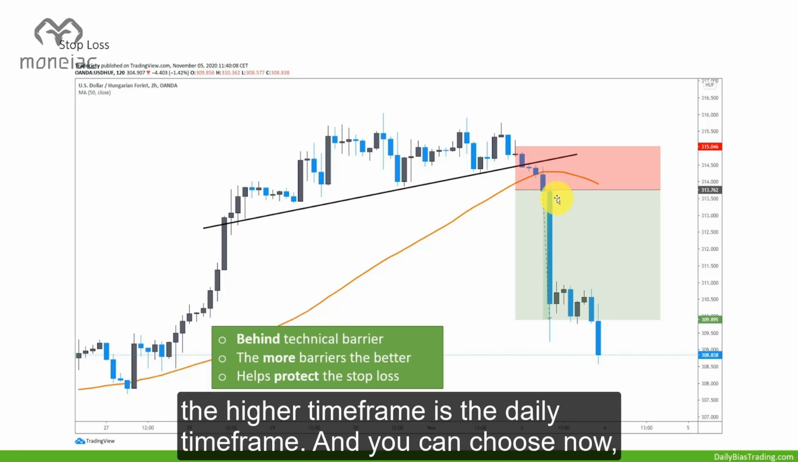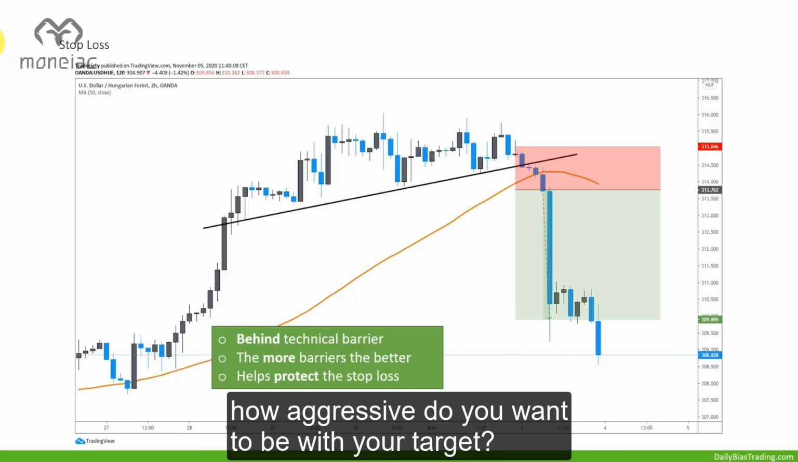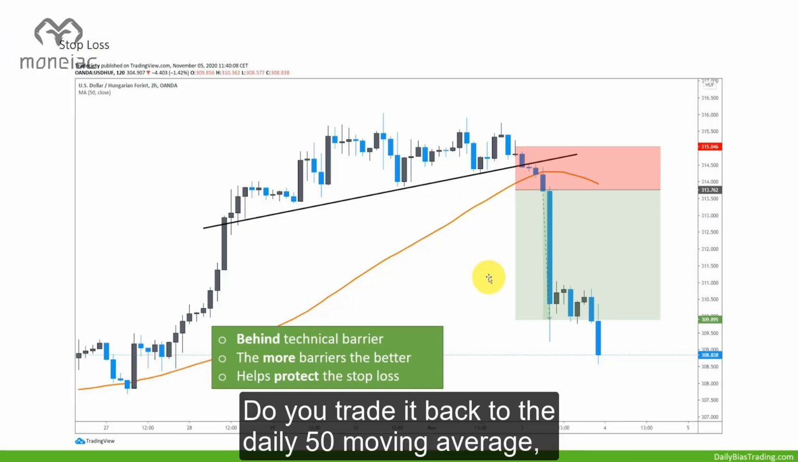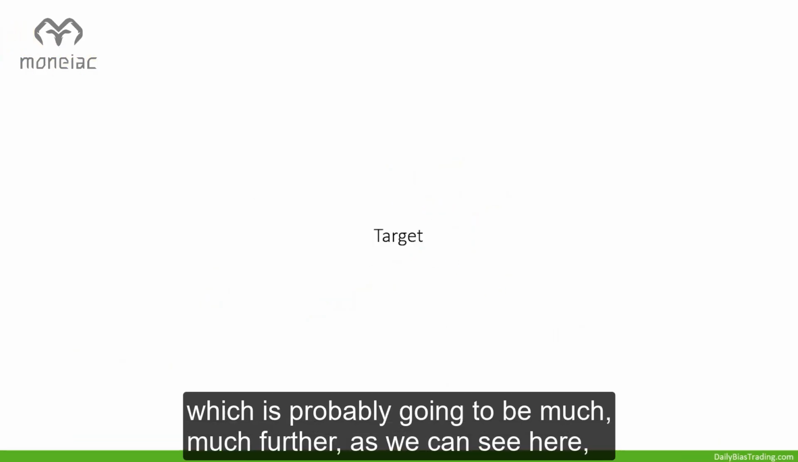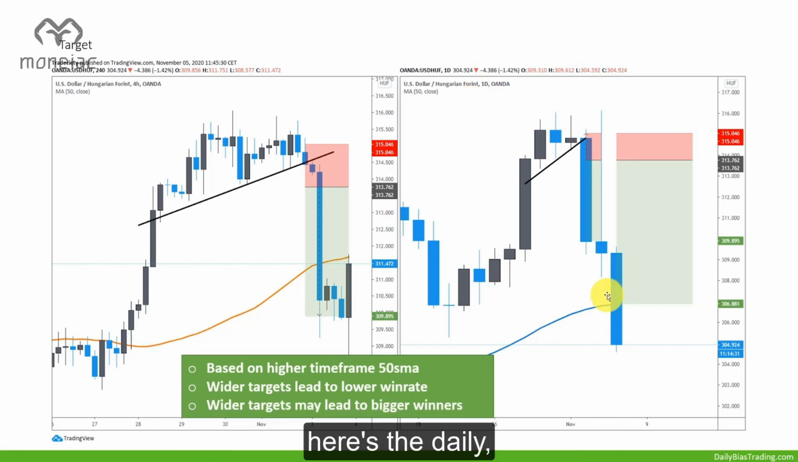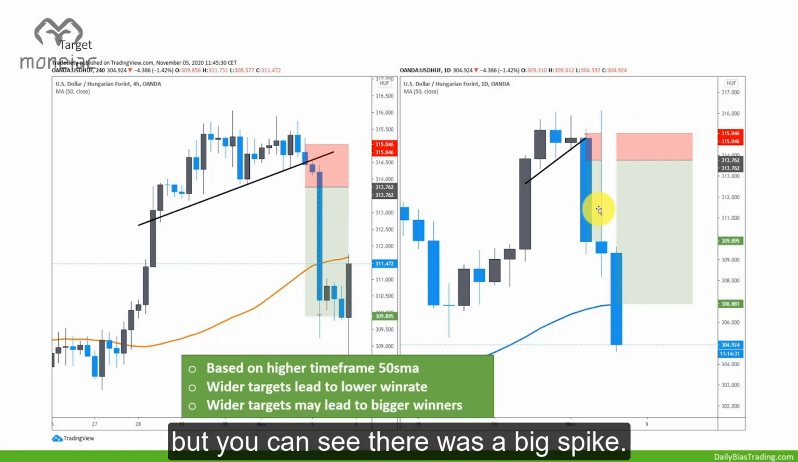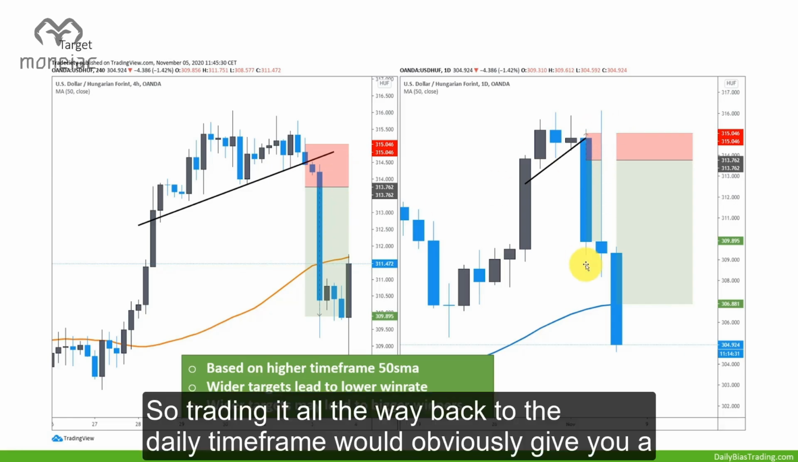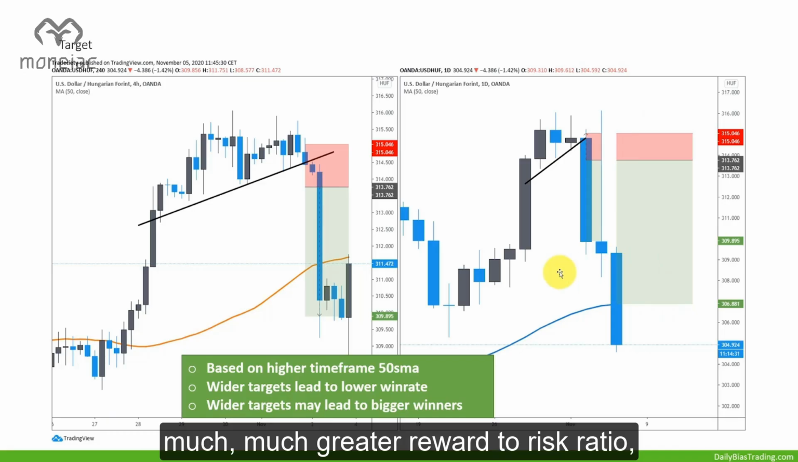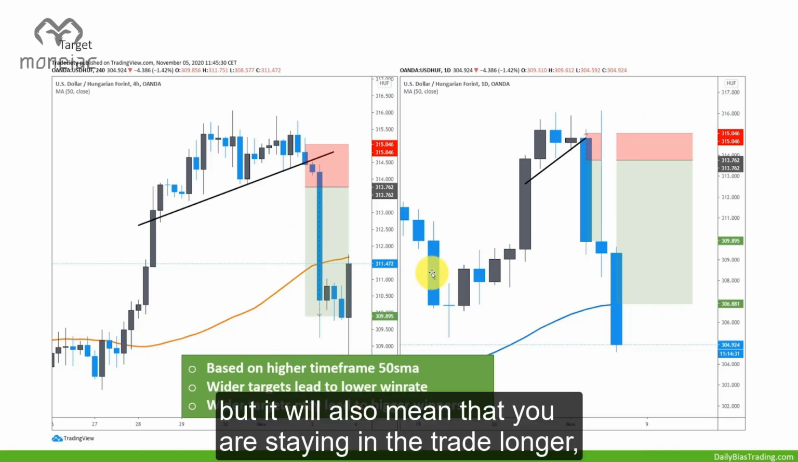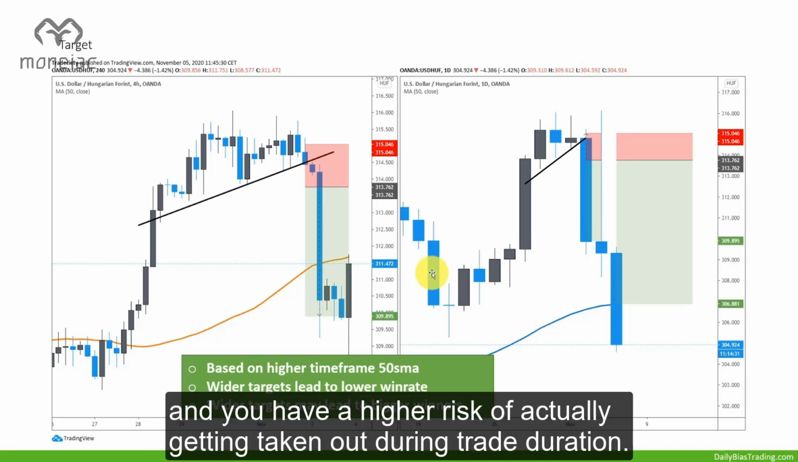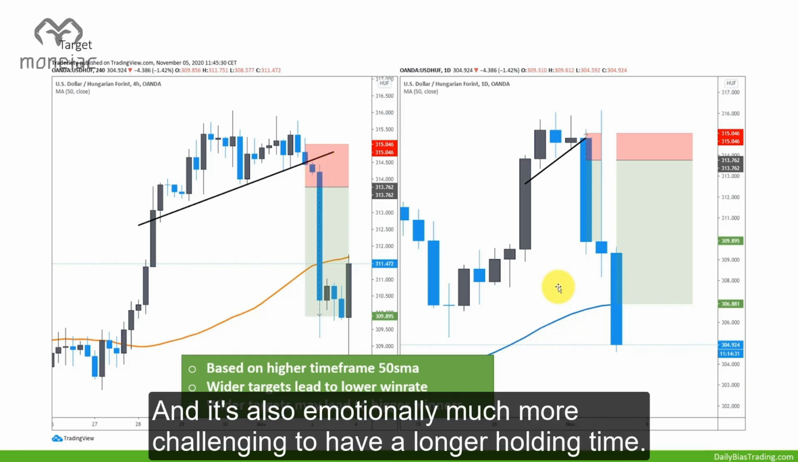And you can choose now how aggressive you want to be with your target. Do you trade it back to the daily 50 moving average, which is probably going to be much, much further, as we can see here. Here's the daily. You can see the market would have eventually reached your target, but you can see there was a big spike. So trading it all the way back to the daily time frame will obviously give you a much, much greater reward to risk ratio, but it will also mean that you are staying in the trade longer and you have a higher risk of actually getting taken out during the trade duration. And it's also emotionally much more challenging to have a longer holding time.